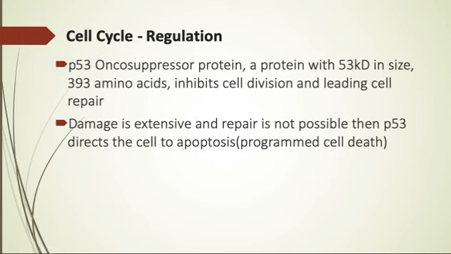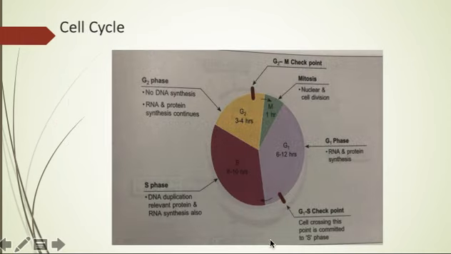So we'll just have a look at the cell cycle. So this is the cell cycle. So this M phase, that is the mitosis, where the nuclear and the cell division takes place. It lasts for an hour, then enters into the G1 phase, that's for RNA and protein synthesis. It lasts for about 6 to 12 hours. Here you have the first checkpoint. The cell crossing this point is committed to the S phase.